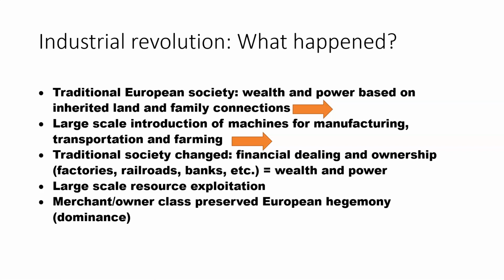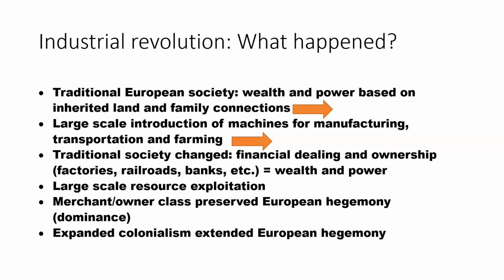Some things didn't change, however. The merchant owner class preserved European dominance or hegemony. Hegemony is kind of a big word you see a lot in history books, but it means dominance. So the class of owners that were dominant before the Industrial Revolution changed a little bit, but they looked very much like the merchant owner class after and during the Industrial Revolution. Another thing that expanded European hegemony, or dominance: colonialism expanded to feed the Industrial Revolution.